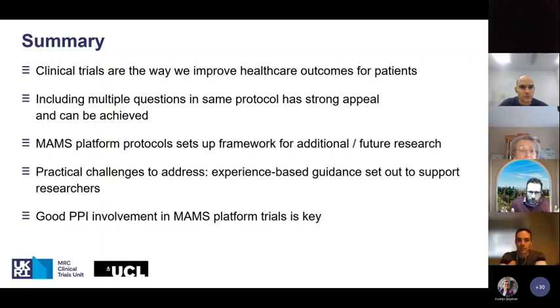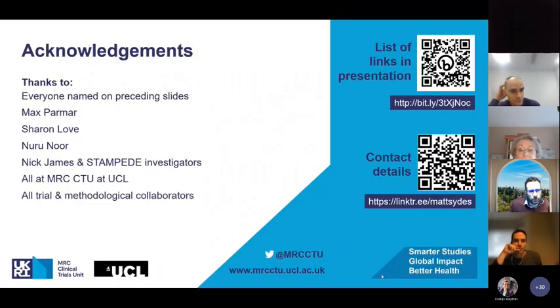So we've just done this from a few trials. The aim is now to reach out to other people to share experience of those people, particularly the COVID researchers who have been banging their heads against walls in trying to do this over the last few years. And just to reiterate, the good patient and public involvement is really key in platform protocols. So thanks to everybody I've worked with on this, particularly these people named here.